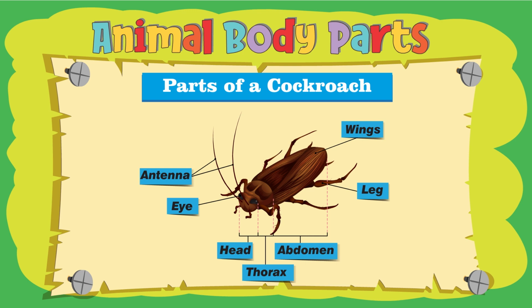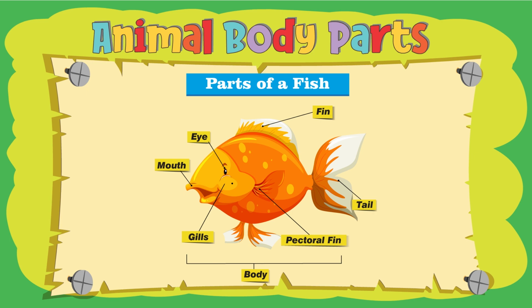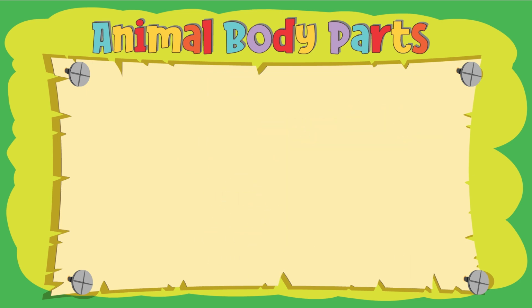Parts of a cockroach. A cockroach has a head, eyes, antennae, a thorax, an abdomen, wings, and legs. Parts of a fish. A fish has eyes, a mouth, gills, a body, pectoral fins, dorsal fins, and a tail.